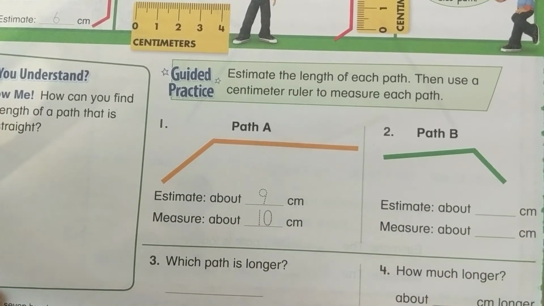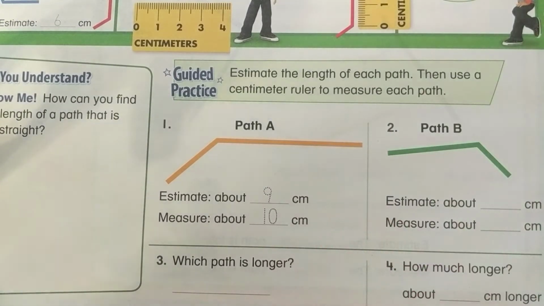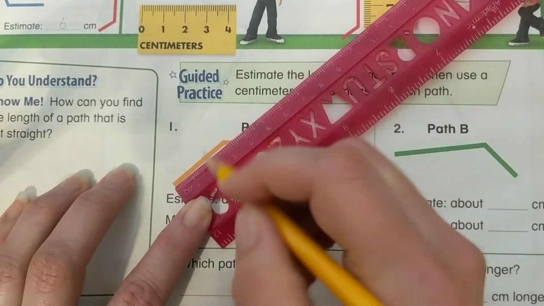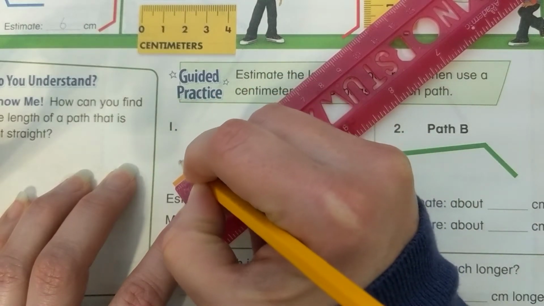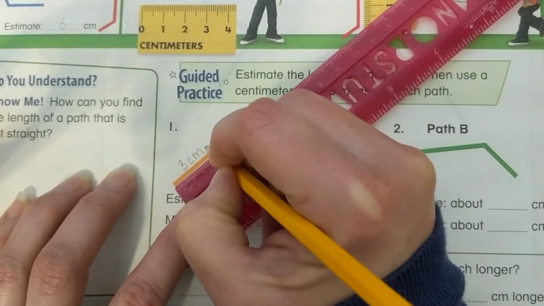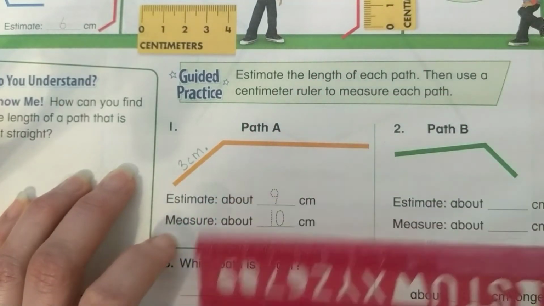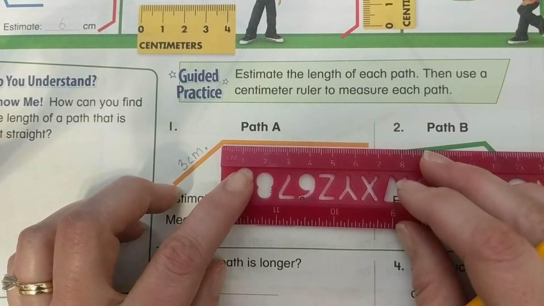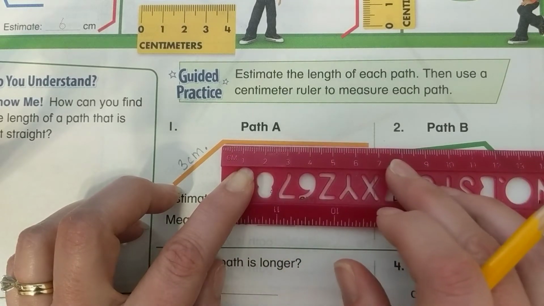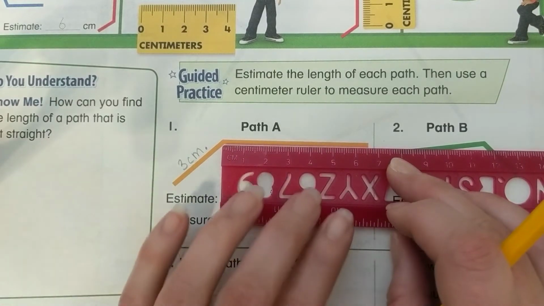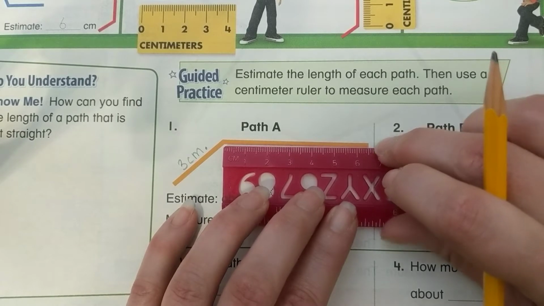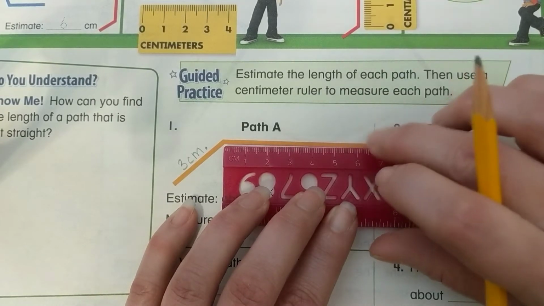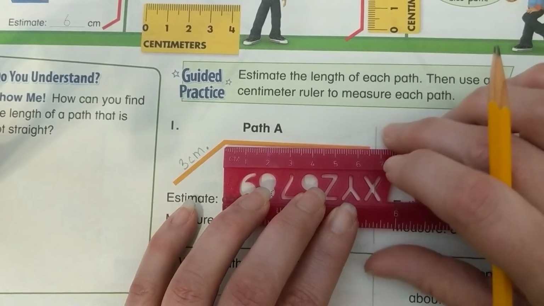And then they measured and got 10. Let's see how they measured and got 10. We're going to put our ruler on the 0. See where it ends. That's 3 centimeters on that line. We're going to measure the other line now. Start at the 0. See where it ends. It is not past the halfway mark, so it is still 6 centimeters. It has to be past the halfway to be 7.